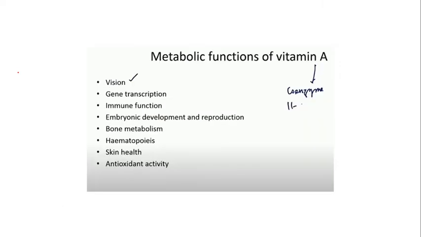Okay. So what are the other metabolic functions of vitamin A? For sure it contributes to the vision. Apart from that, it is also involved in gene transcription, immune functions, embryonic development and reproduction, bone metabolism, hematopoiesis, skin health, and antioxidant activity. So deficiency of vitamin A can cause several diseases.